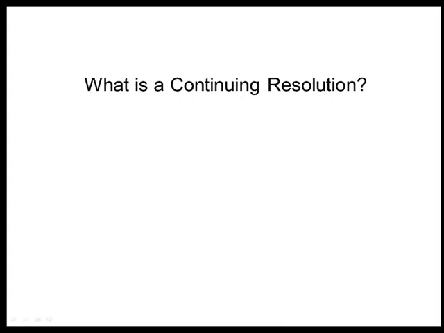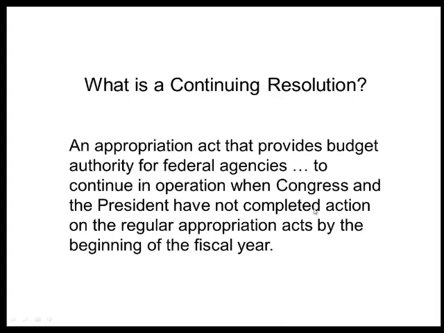The definition that GAO provides in their glossary of budget terms is an appropriation act that provides budget authority for federal agencies to continue an operation when Congress and the President have not completed action on the regular appropriation acts by the beginning of the fiscal year.